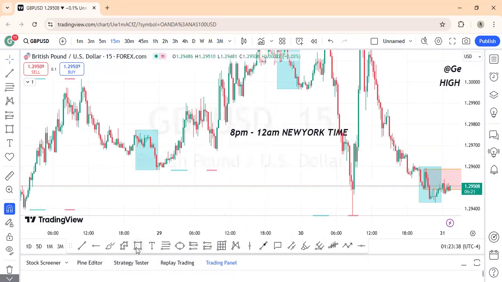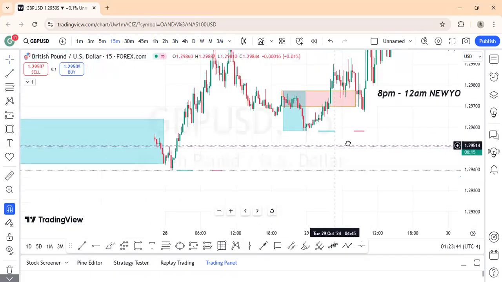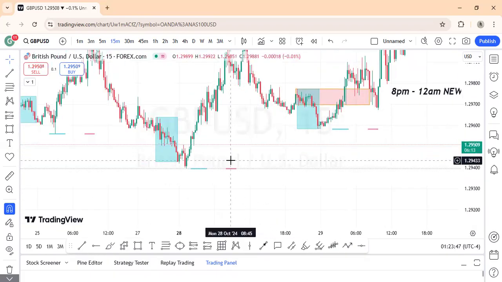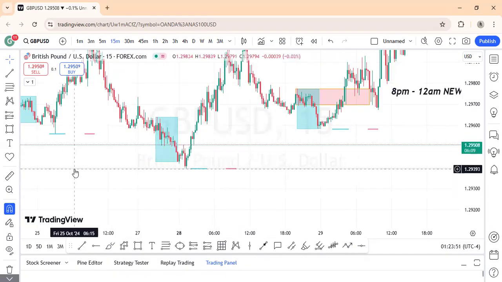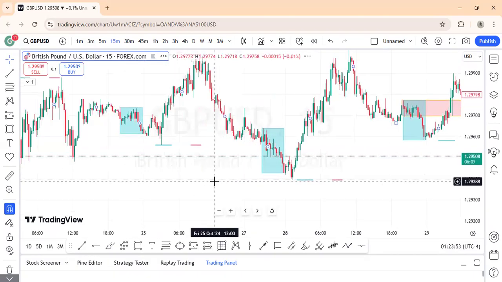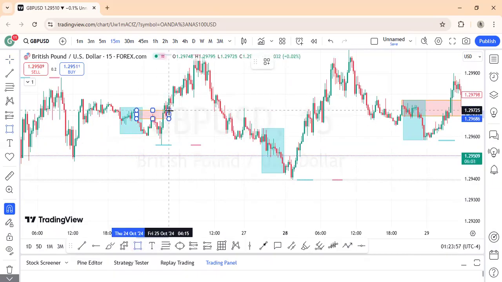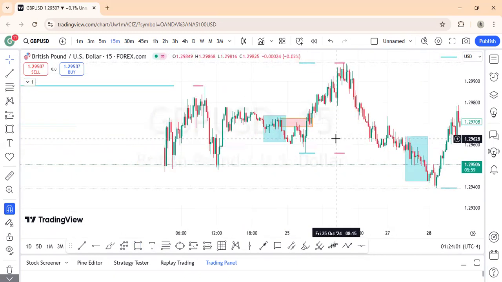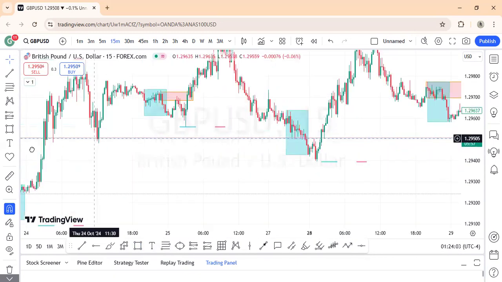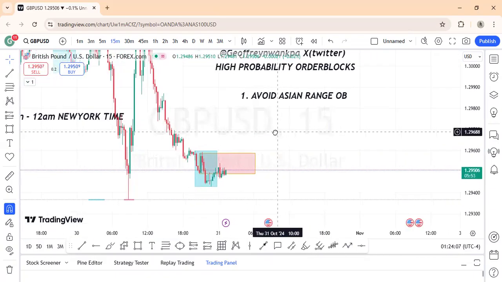You can see the market was kind of bearish. You can see this bearish order block here. Can you see how the market breaches it so easily? So you should always avoid Asian range order blocks because they don't tend to hold. You can look at this one here. Can you see it? Market pushed down, but it was still breached. So those order blocks from the Asian session are usually very low probability. So don't trade Asian range order blocks.